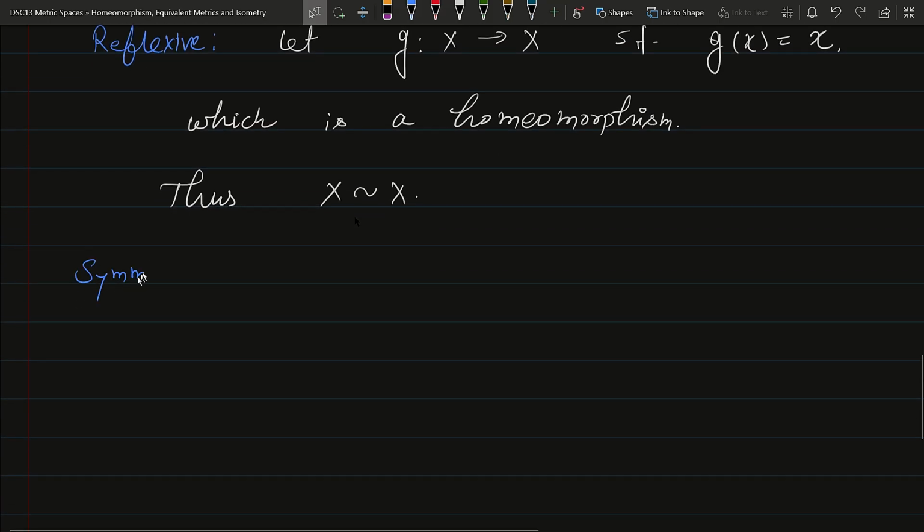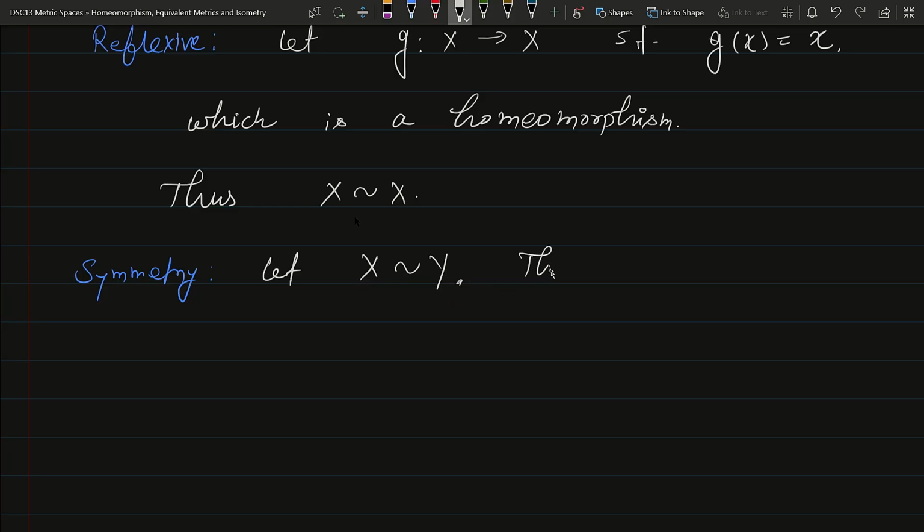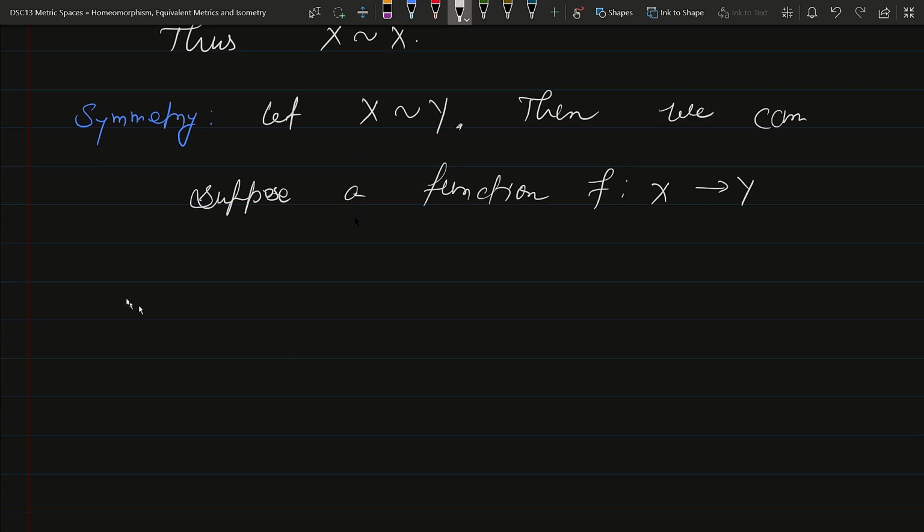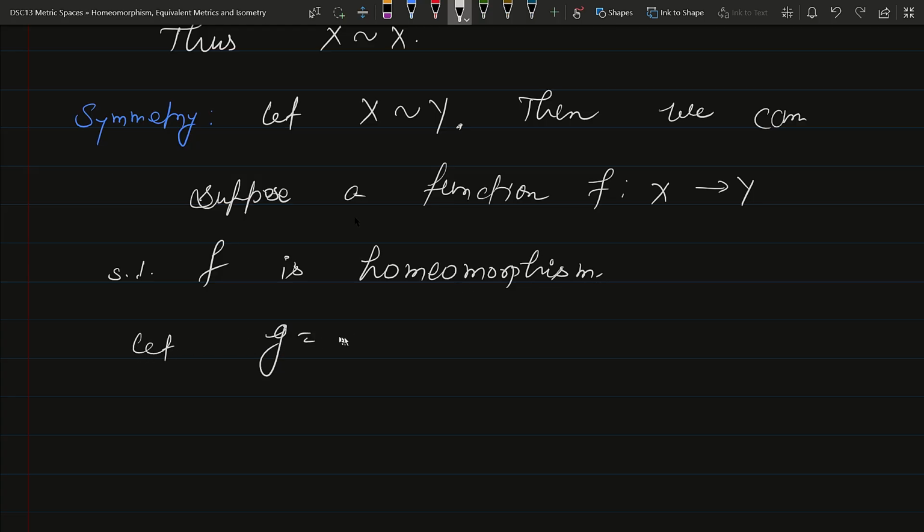Then come to the symmetry. If we say that X is homeomorphic to Y, then obviously Y is homeomorphic to X, लेकिन हमें ये proof करना है. ठीक है, then we can suppose a function f from X to Y such that f is a homeomorphism. Now let Z equal f inverse.